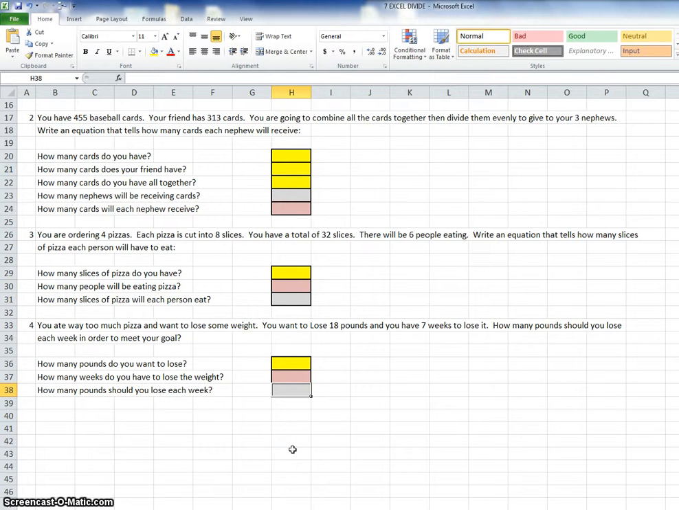When you get done with this, you're going to save this one as last name Excel divide, and turn it in.